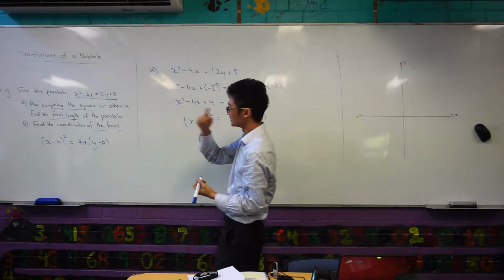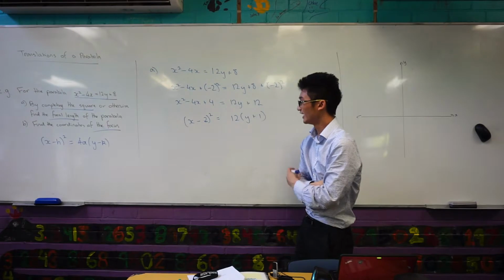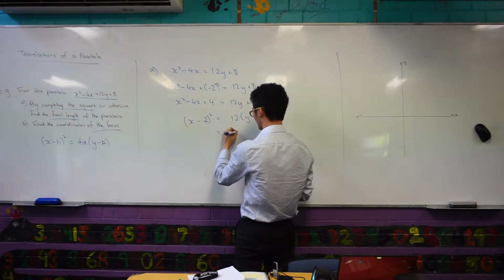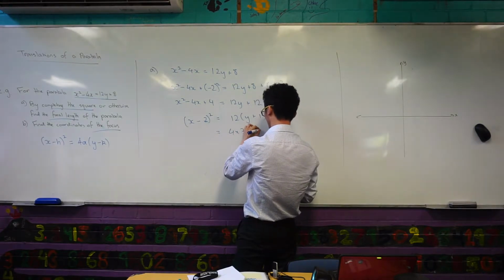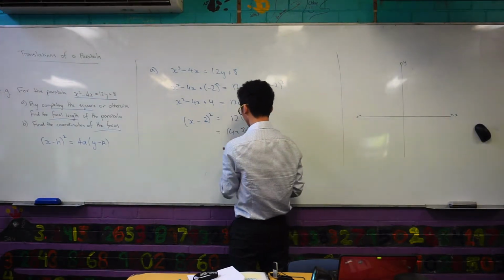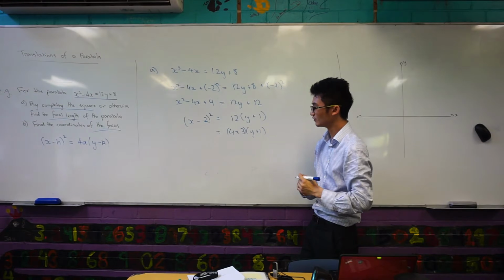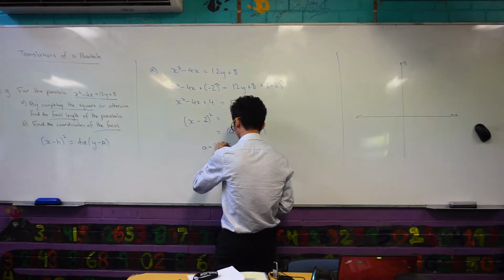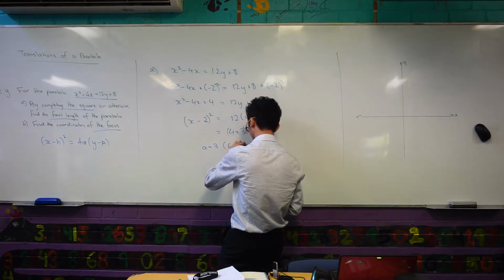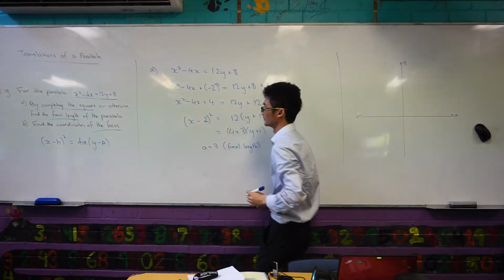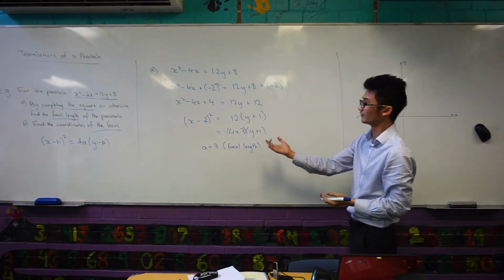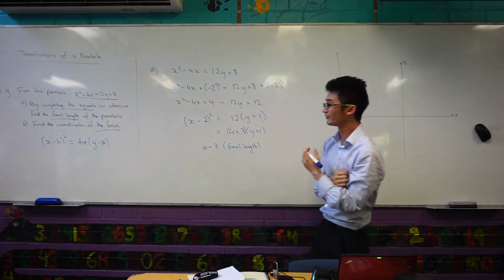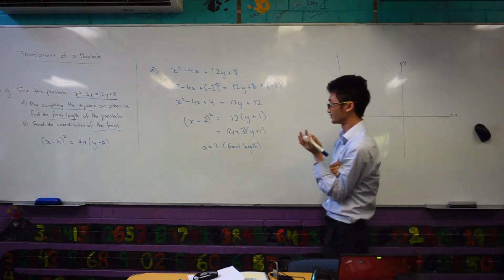The last thing I have to realize is I want to find the focal length. And that's the value of a. In this case, I could just rewrite this side as 4 times 3, (y plus 1). So the value of a would just be 3. And that's my focal length. So I know the focal length of the parabola now. But how do we answer part B? I want to find the coordinates of the focus.